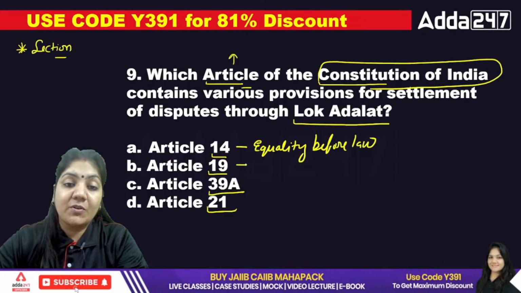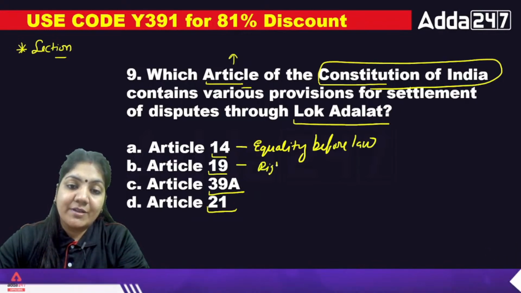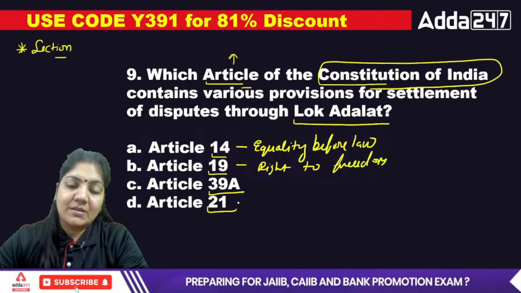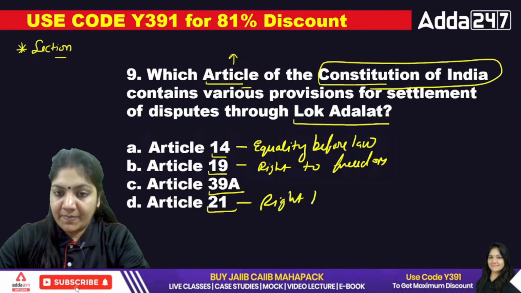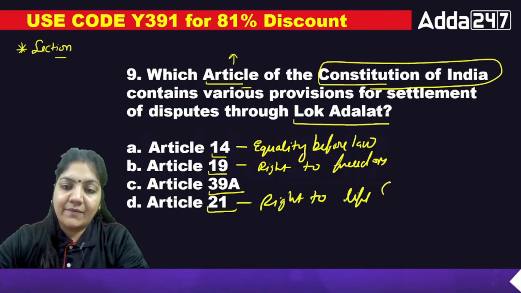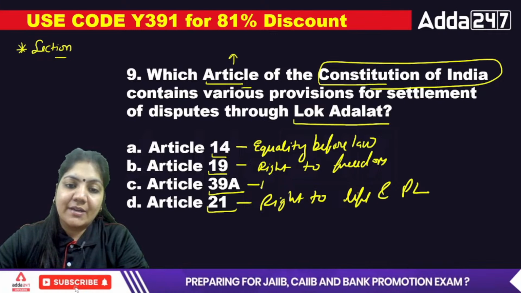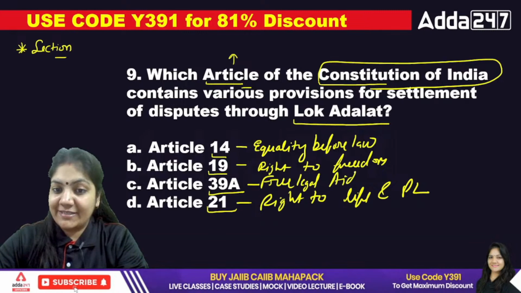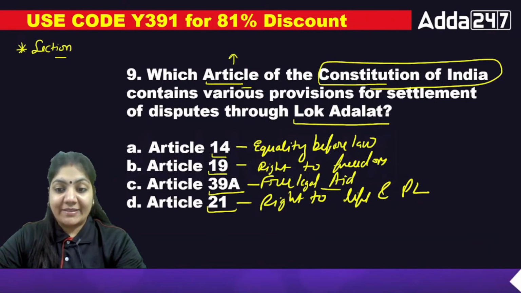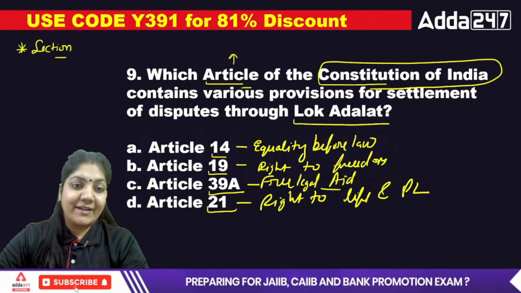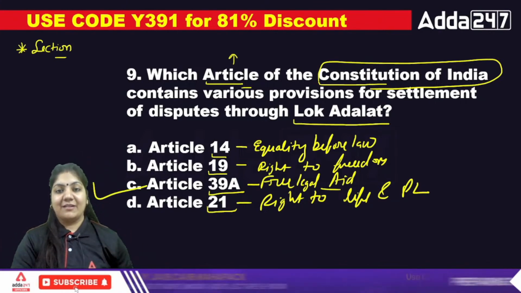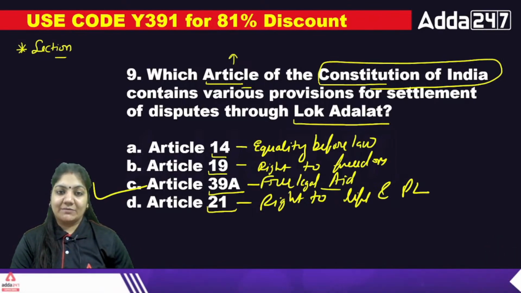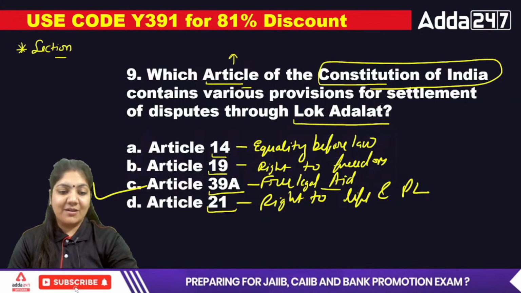14 is equality before law. 19 is right to freedom. Article 21 is right to life and personal liberty. And 39A is free legal aid. That is 39A. So I think you have all understood the answer. C is the right answer, because free legal aid comes under the Lok Adalat. Okay, so ninth one, C is the right answer.